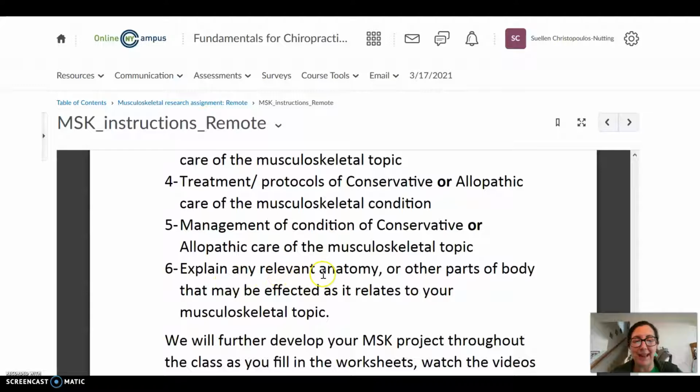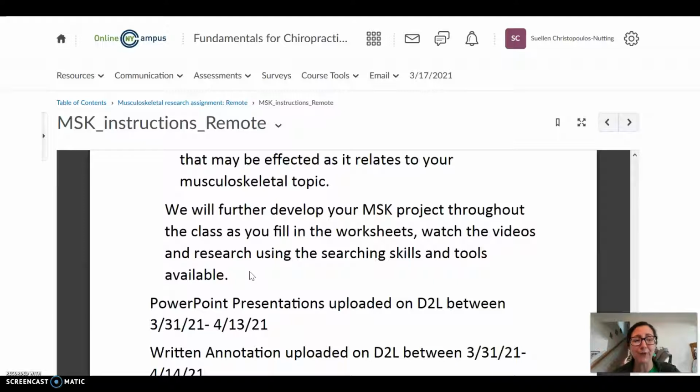The other area that you are responsible for is relevant anatomy, or other body parts that might be affected as it relates to your musculoskeletal topic. This is something that I didn't ask you for a developing worksheet or concept block on. This is something that you had to work on by yourself. So these 2 areas, the management and the relevant anatomy, have been your responsibility. But those other areas were things that we worked on together. Hopefully you read through my comments and you made the revisions.